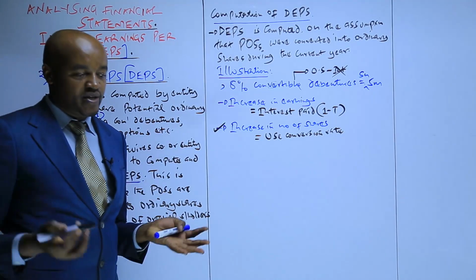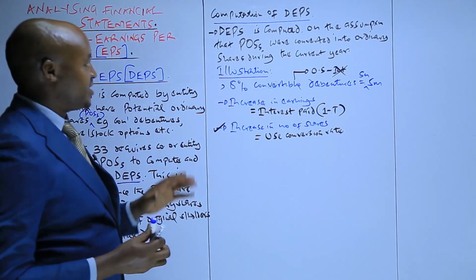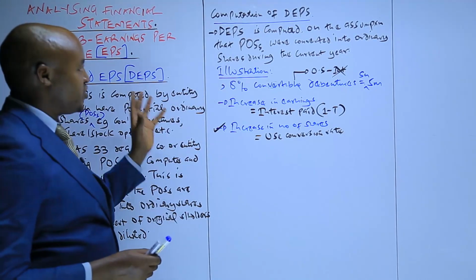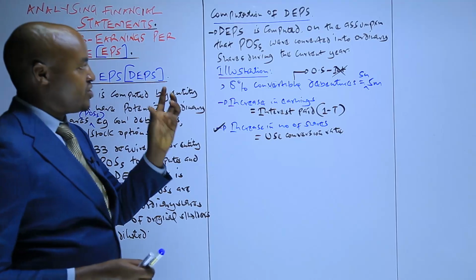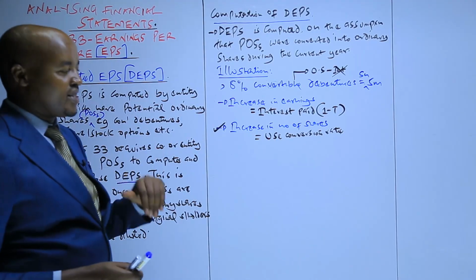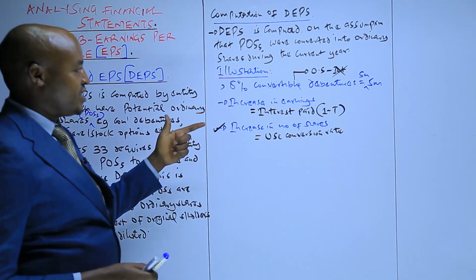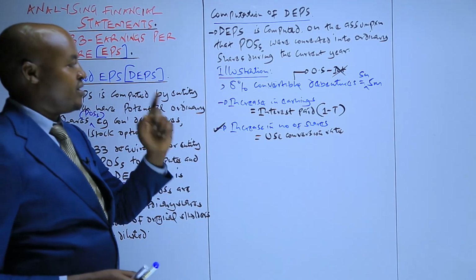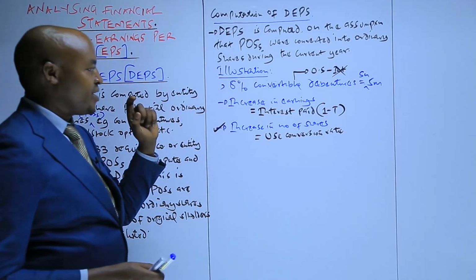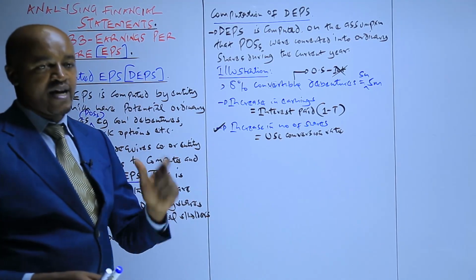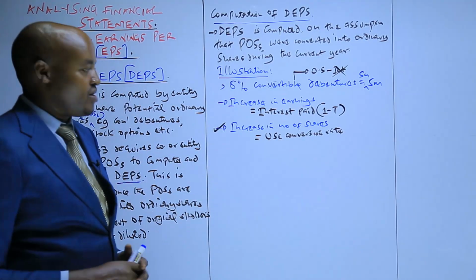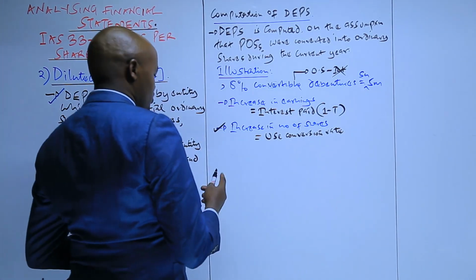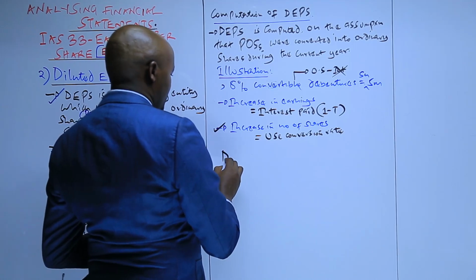So what we are saying here is that in computing the diluted earnings per share, we assume that the potential ordinary shares were converted into ordinary shares during the current year. Once you make that assumption, go ahead and determine the amount by which the profit for the current year would have increased, and number two, determine by how many shares the number of ordinary shares issued by the company would have increased.